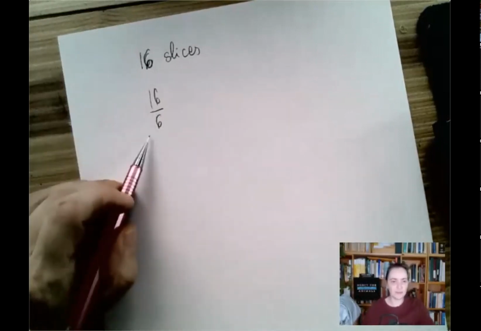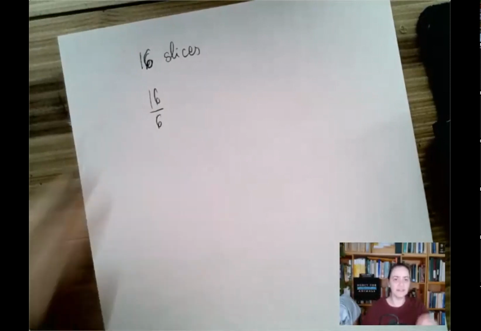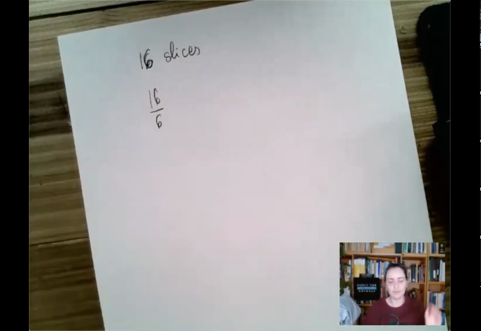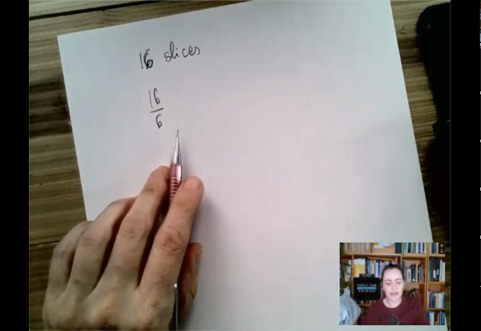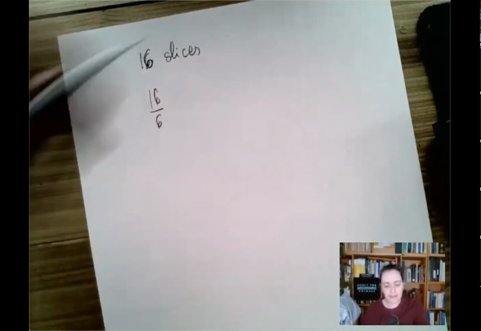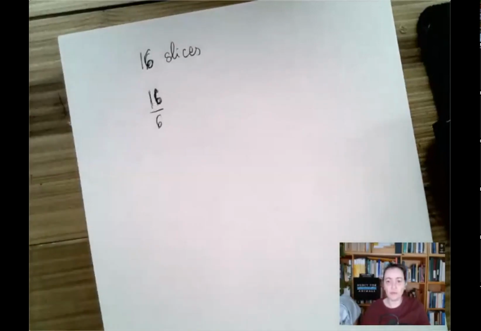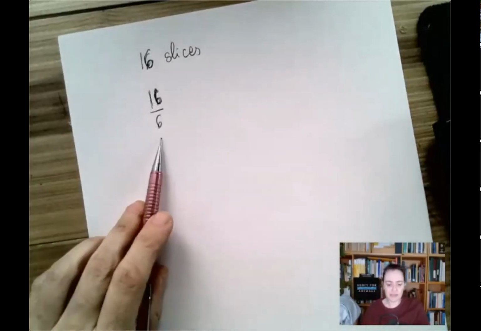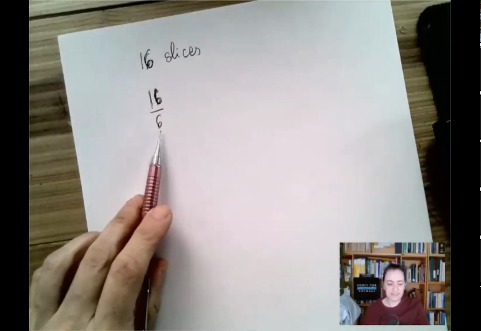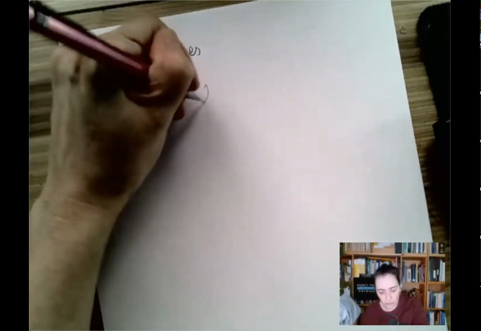So the improper fraction would be 16 over 6. Not reduced, 8 over 3 would be reduced, but that's not the issue. And then 16 divided by 6 is 2 and change. Because twice 6 is 12. 3 times 6 is 18. That's too much. We cannot have 3 full boxes. So we're going to have 2 full boxes.